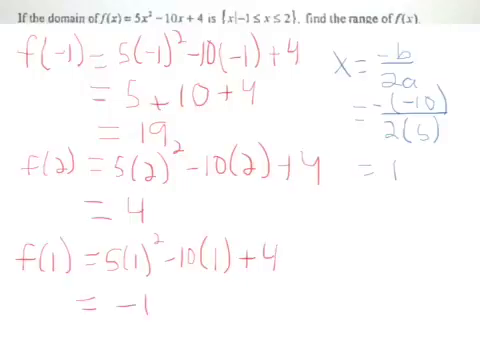So we were told to find the range of f of x. So the range could be anything between -1 and 19. So when I write this, we write this as -1 is less than or equal to y is less than or equal to 19. And that is my final answer.